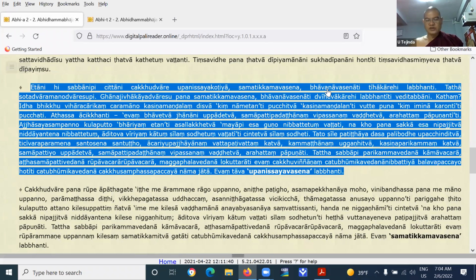Tatha sota dvara manodvaresupi. Also the javanas arising at the ear door and the javanas at the mind door can be applied in 3 ways: by decisive support, by surmounting, by development. So that means the javanas arising at the eye door, ear door, and mind door, 3 kinds of javana, can be applied in 3 ways.